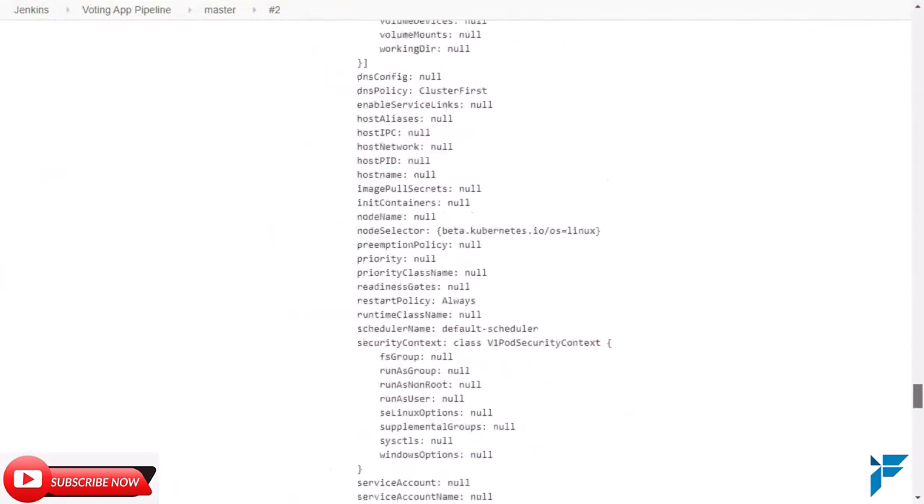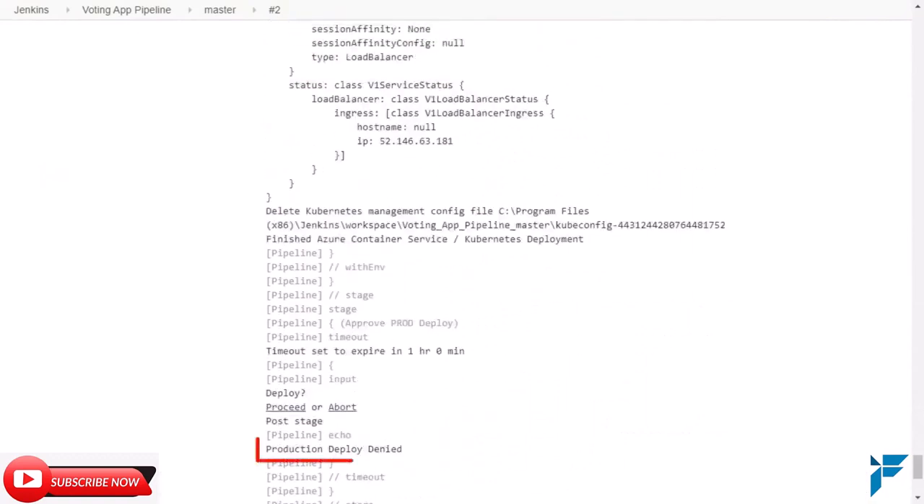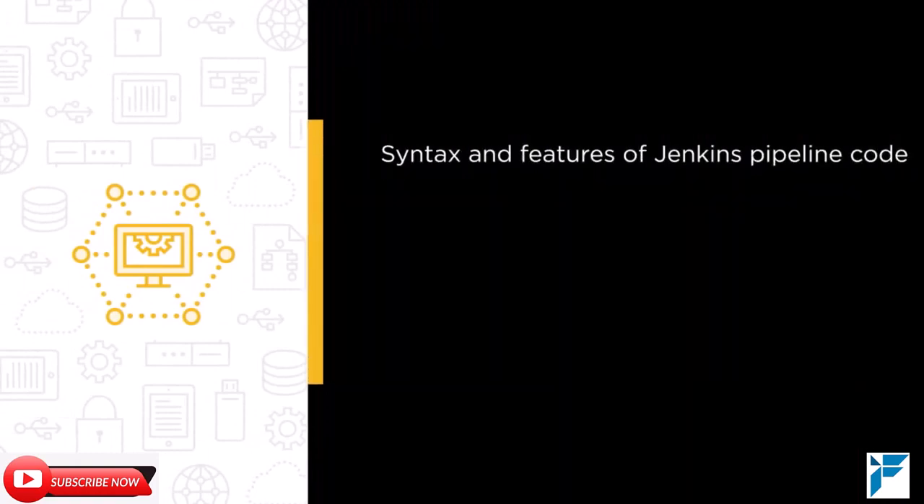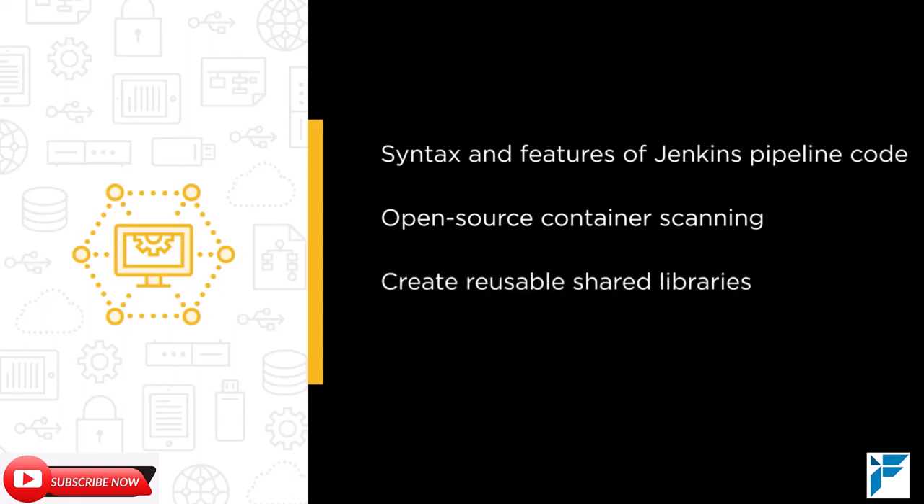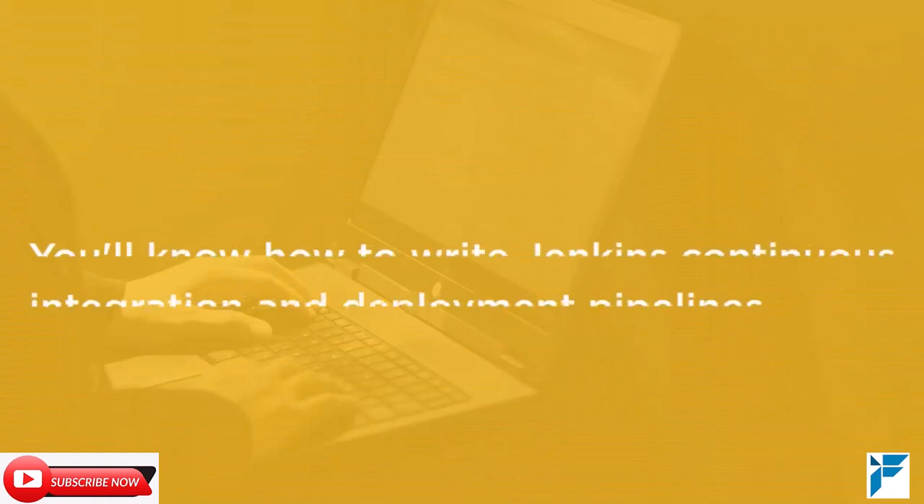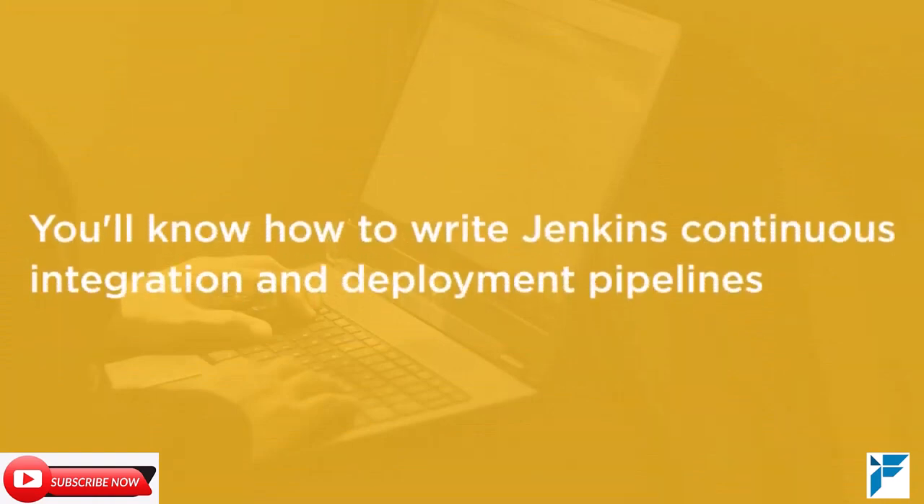We'll be covering how to build Docker containers, run unit tests and container scanning tools, and finally to deploy to a Kubernetes cluster using Jenkins pipelines. Some of the major topics that we'll cover include the syntax and features of Jenkins pipeline code, using open source container scanning tools, creating reusable shared libraries to use with Jenkins pipelines, and using flow control steps and conditions to control deployments. By the end of this course, you'll know how to write Jenkins continuous integration and deployment pipelines and deploy your applications from a version control system like Git.